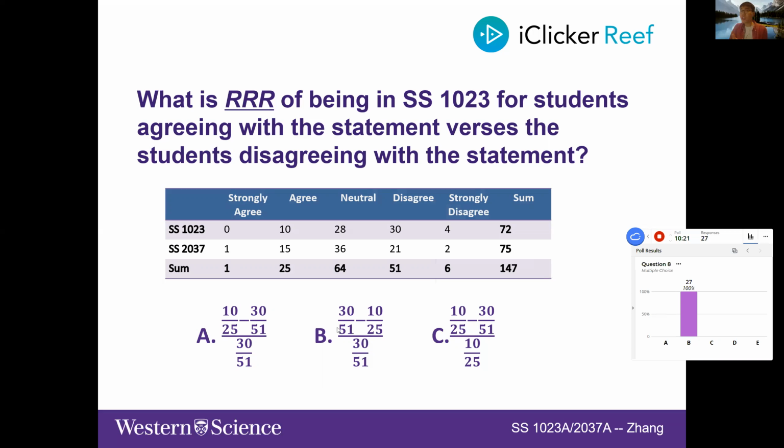So I think her logic flow is very clear, right? First, we know that our baseline is the students who disagree, which will determine what's on our denominator. And because our event is spin in SS 1023, we're looking at 30 over the sum. So that's why this is this one. And we take the difference from our baseline to our interest group, which is agreeing with the statement, which is 10 over 25 over here. So the answer is B.